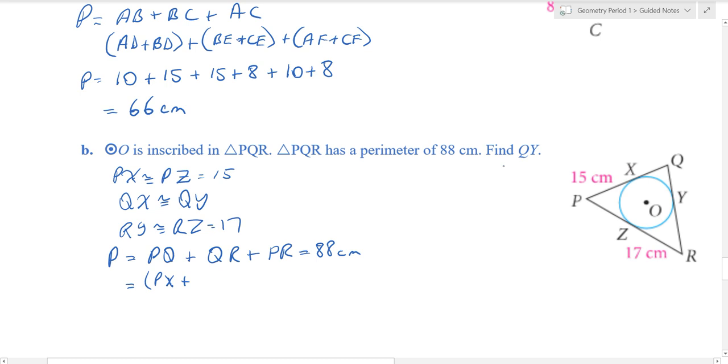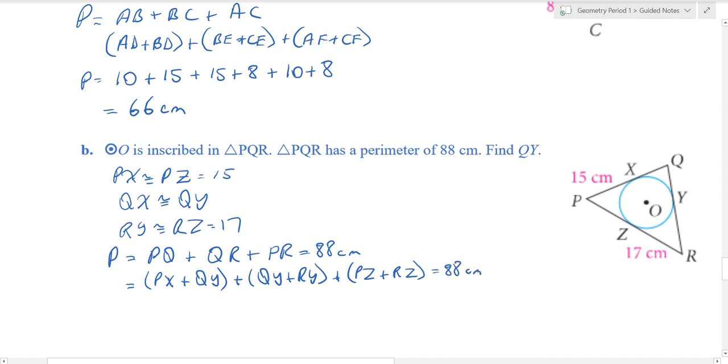So for the sake of the formula, instead of QX, I'm going to say it's PX plus QY. Then we have QR, which remains as QY plus RY, plus PR. PR happens to be PZ plus RZ. And that should give me my 88. I'm going to put the 88 over here, centimeters.